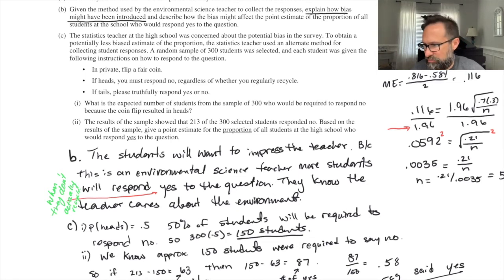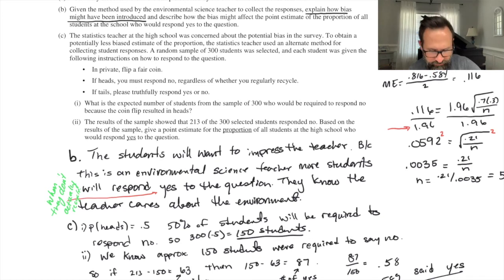Okay, moving on. Part C. You can see that here in part C. It gives us the results showed that 213 people said no to the question out of the 300. We know that 50%, because if they flip a coin, then approximately half of them are going to say yes, right? And so we would expect about 150 out of the 300 people to say no.